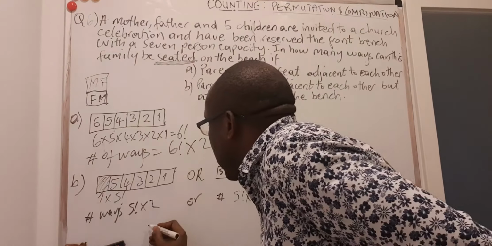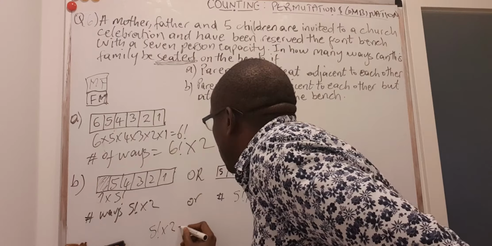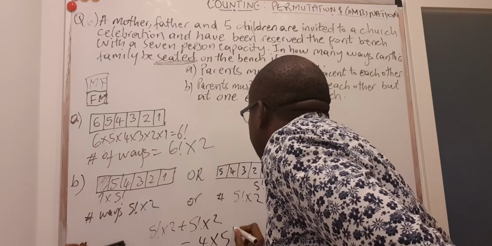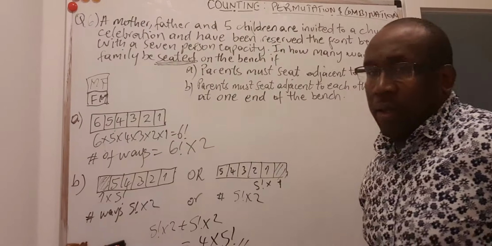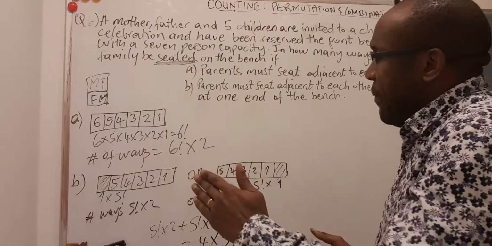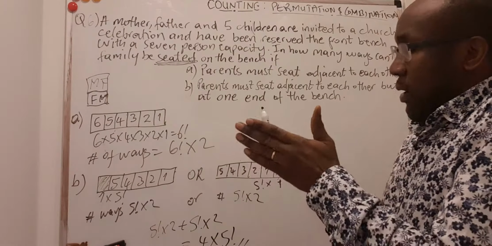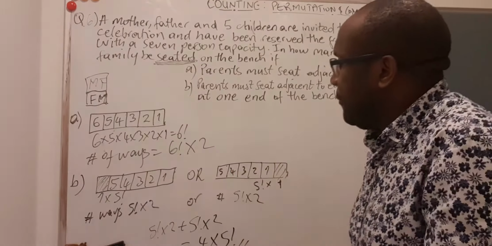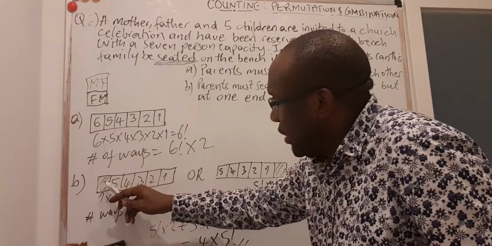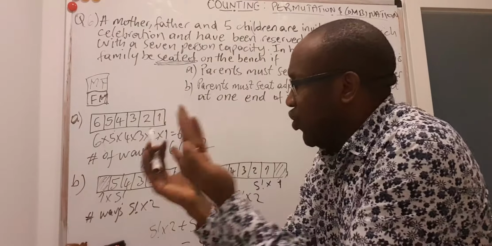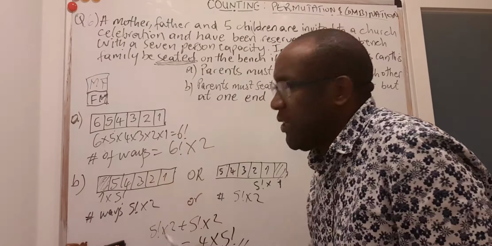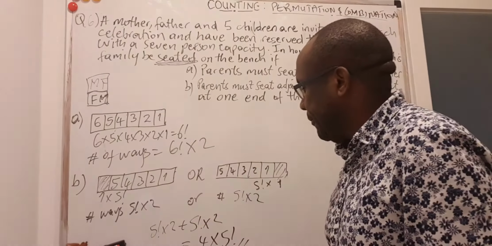Because this is an OR, that will be 5 factorial times 2 plus 5 factorial times 2, and that's actually 4 times 5 factorial. So the number of ways in which we can arrange this family sitting with the parents at the end of the bench, considering they always have to sit adjacent to each other, is this or this. And when the parents sit, they can also change their positions, and there are only two of them, so there are two ways they can do that. So we'll remember to multiply this by 2 to get all the possibilities.